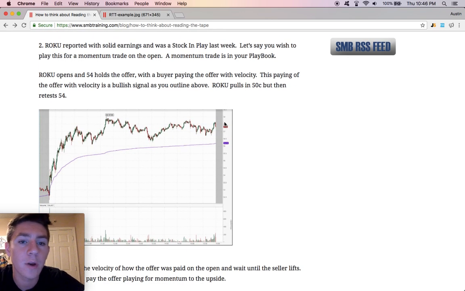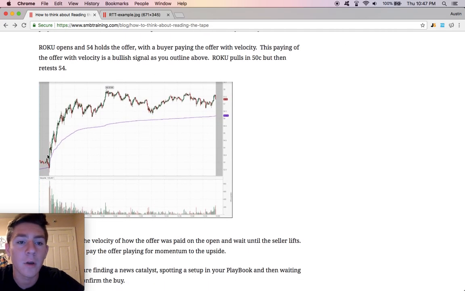Roku reported solid earnings and was a stock in play last week. Let's say you wish to play this for a momentum trade on the open. Momentum trade is in our playbook. Roku opens at 54 and holds the offer, with a buyer paying the offer with velocity. Holds the offer means that the bids are staying strong. That means buyers are buying straight from the sellers on the ask, even though there's a price difference, because they want as many shares as they can get as fast as they can. With velocity means that's happening fast. They are buying straight from the sellers, obviously pushing the price up.